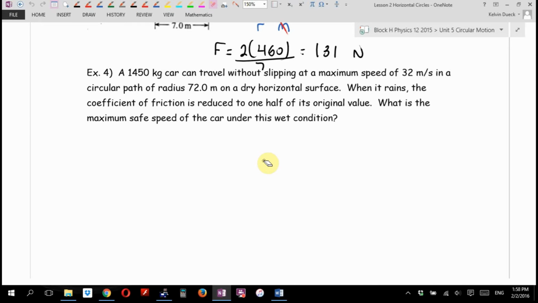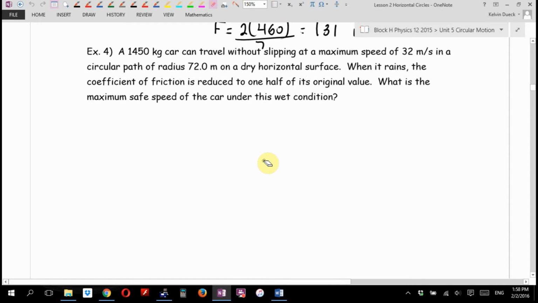Example 4. A car can travel without slipping at a maximum speed of 32 meters per second in a circular path of that on a dry horizontal surface. When it rains, the coefficient of friction is reduced to 1/2 of its original value. What's the maximum safe speed of the car under this wet condition? Oh, let's do some road safety. Dustin, it seems to me this question has 2 parts, dry and raining. So you know what? I'm going to be clever.